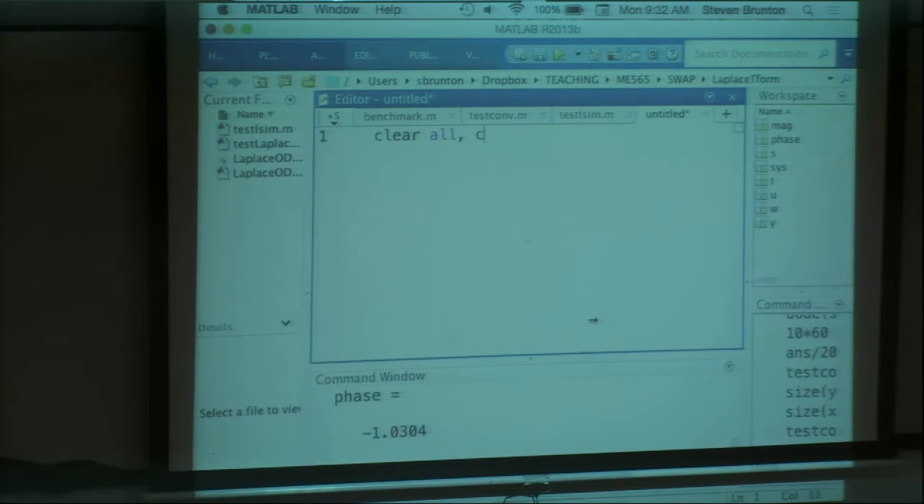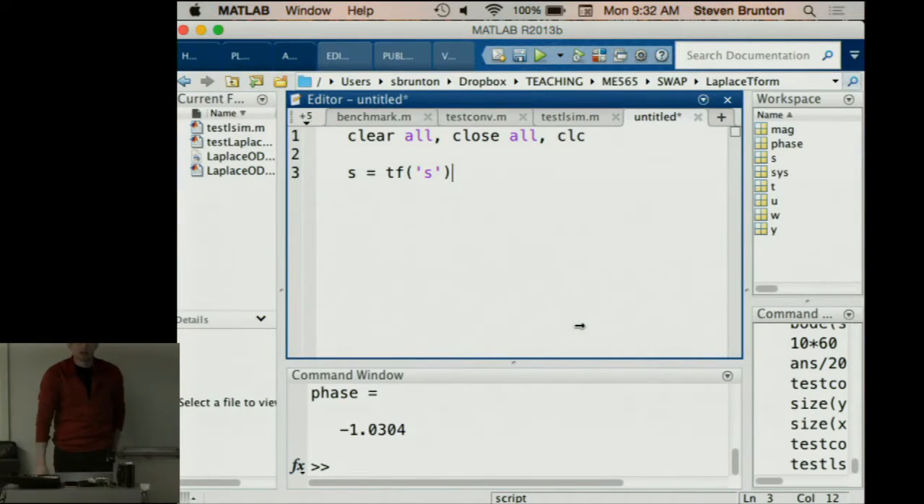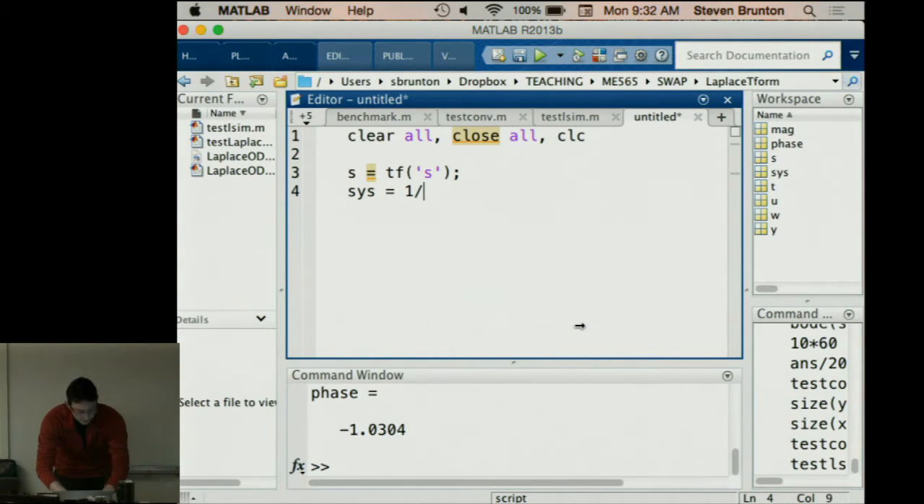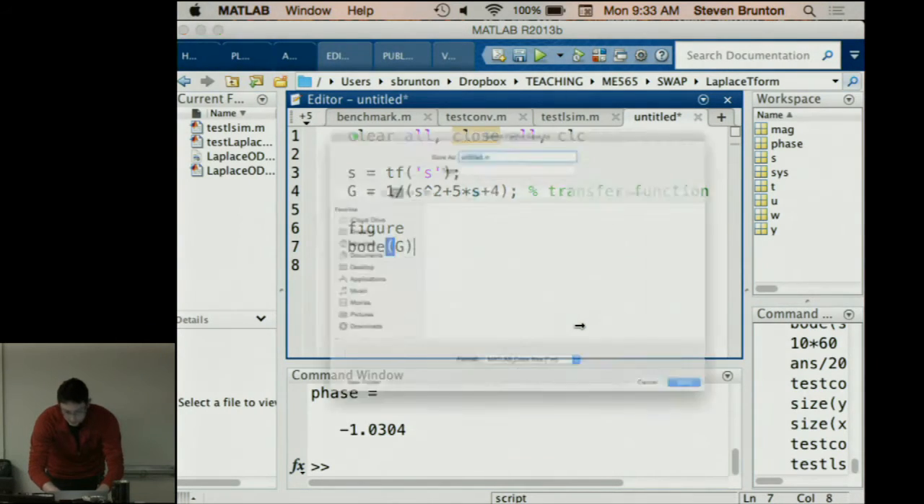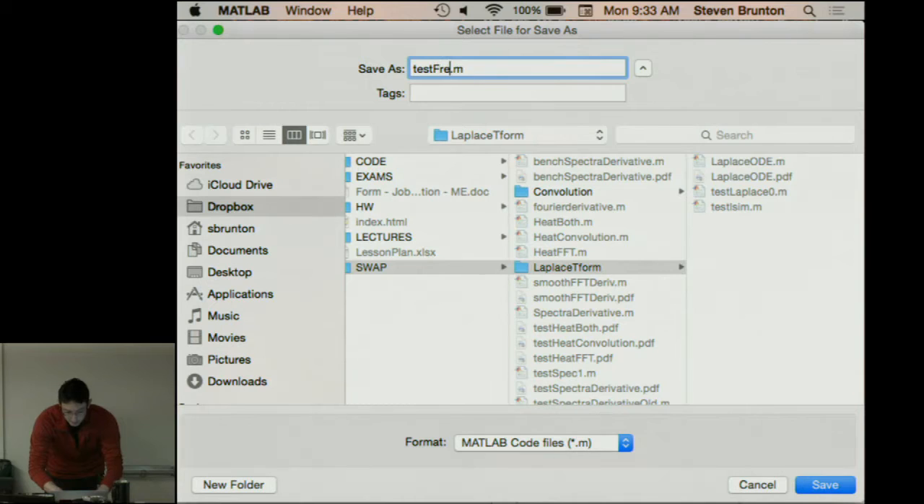So I'm going to clear all, close all, clc. I'm going to make my transfer function, which is just a Laplace variable s. And from that Laplace variable s, I'm going to make my system, which is 1 divided by s squared plus 5s plus 4. My transfer function. I could call this G if I really wanted to. Okay, and I'm going to look at my Bode plot. Figure, bode of G. This is just my frequency response.